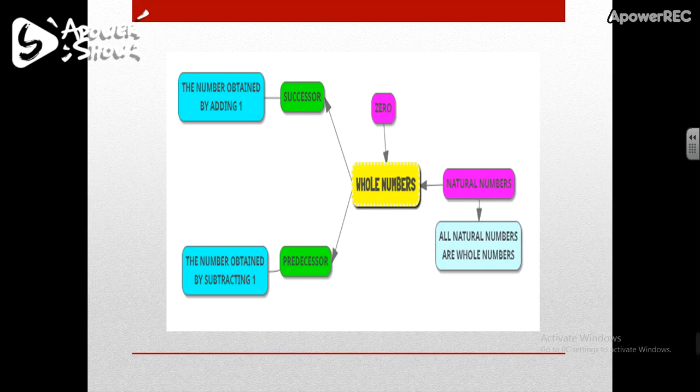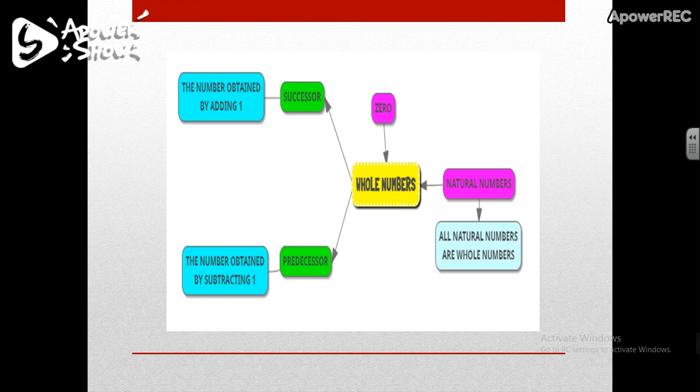The session starts with the definition of natural numbers. Then we talk about whole numbers and we find out that a whole number is a collection of natural numbers and zero. We also find out that all natural numbers are whole numbers, but all whole numbers are not natural numbers. After that, we learned how to find the successor of a given natural number and the predecessor of a given natural number. Now, let's start with properties of whole numbers.